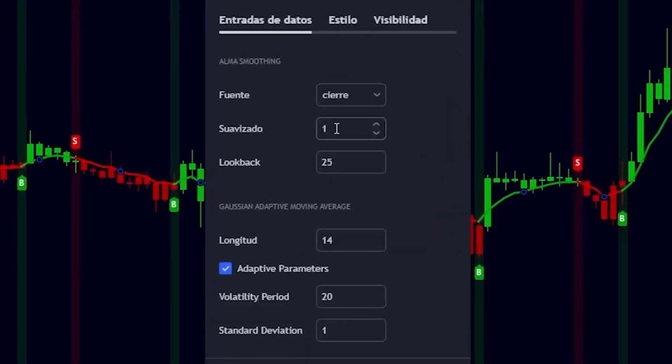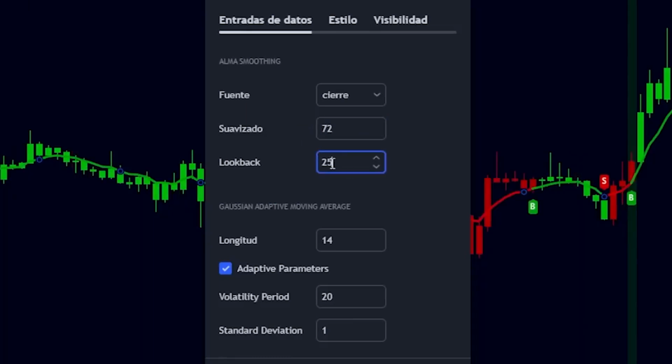We go to the configuration part, where we will place the smoothing at 72, and the look back we will change from 25 to 15, and in the bottom part the volatility period we will put at 5, and the standard deviation also at 5.